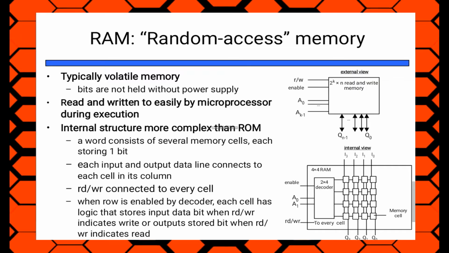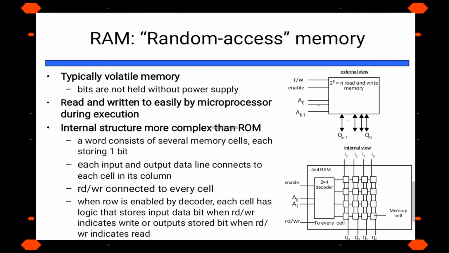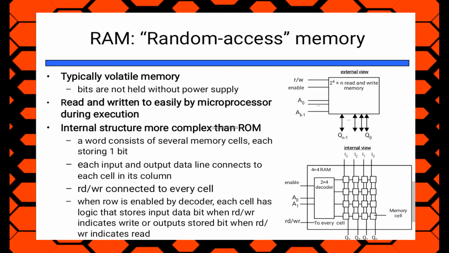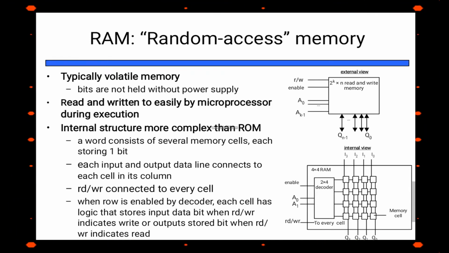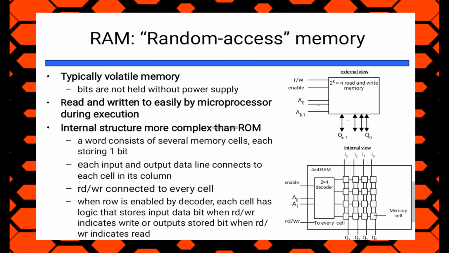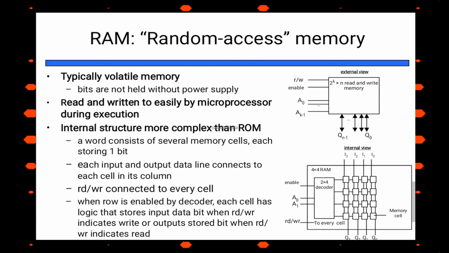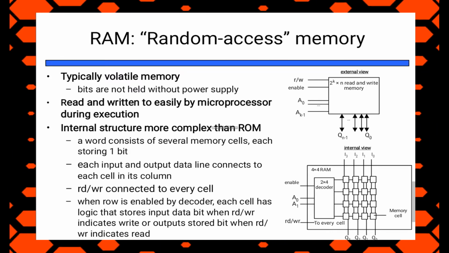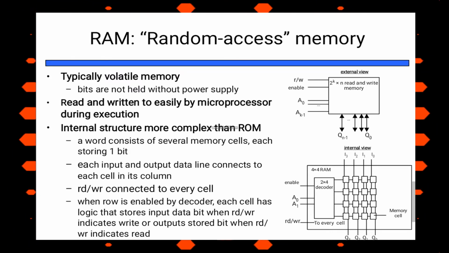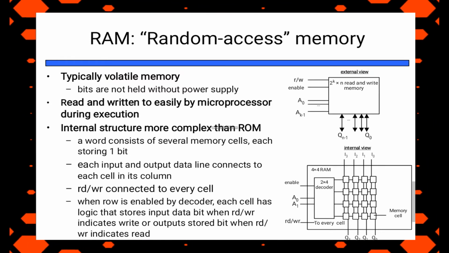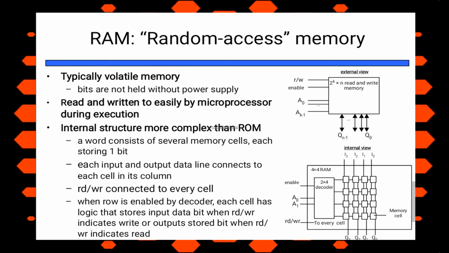Random access memory. A random access memory is typically volatile memory. Bits are not held without power supply. It is read and written easily by the microprocessor during execution. Internal structure is more complex than ROM. A word consists of several memory cells, each storing one bit. When a row is enabled by the decoder, each cell has logic that stores input data when read write indicates write, or outputs the stored bit when read write indicates read.